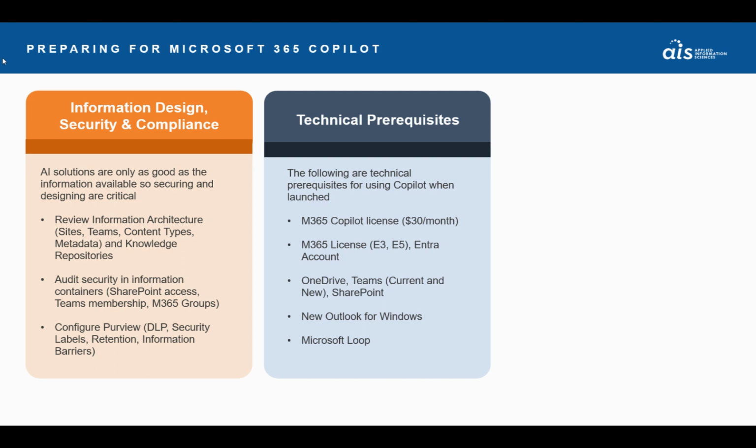Second thing is your technical prerequisites. So first of all, you have to have the Copilot license, which you'll have to procure with those requirements in Microsoft. Ensure that those users that are using it have at least an E3 or an E5 along with an Entra account. And that's probably already the case today for most of the users in your tenant, as well as access to most of the common applications with that at least E3.